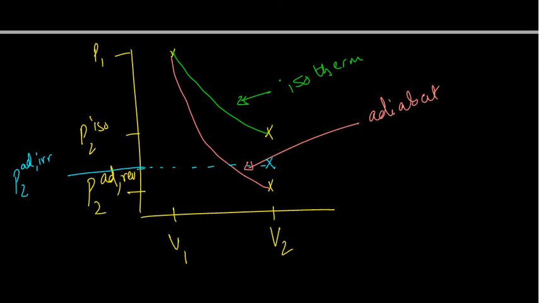If I do it completely irreversibly, that is against vacuum, then what is the amount of work done? Zero. What is the amount of temperature change in that case? Because dW is 0, dU is 0, dT is 0. So the expansion against vacuum would be identical to the isothermal case. Now, I cannot draw the isotherm, I can only tell you the final points.